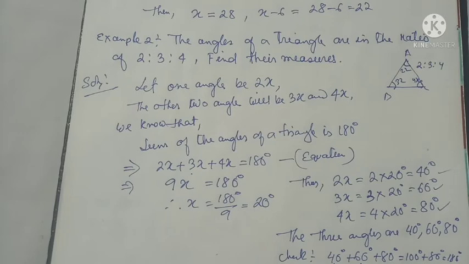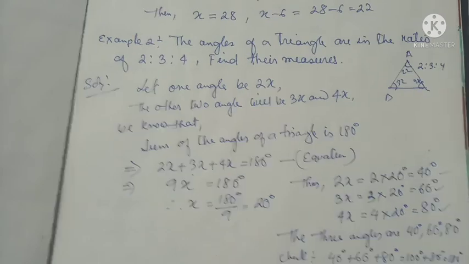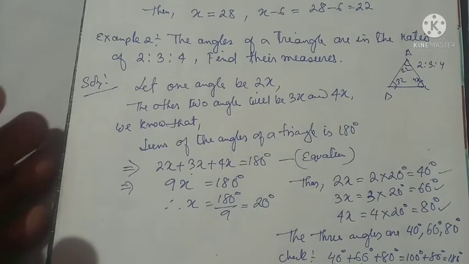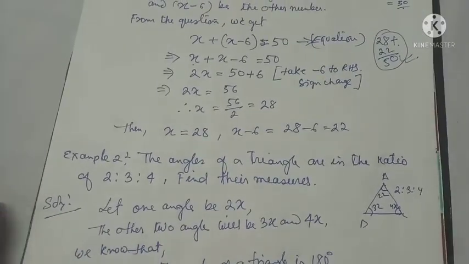These are the angles A, B, C: 40, 60, 80. Then we have the correct answer. If you add all these angles, we will get 180. Then we will say that our answer is totally correct. These are the two examples according to the transposition method. Okay, these are the two examples.